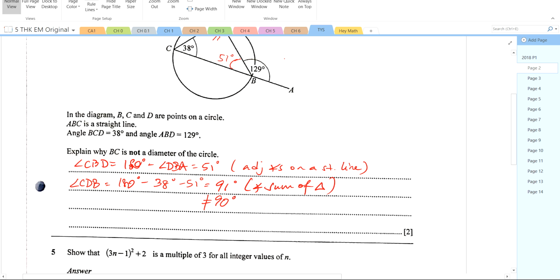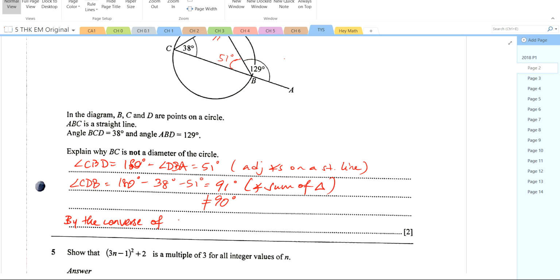If it is 90 degrees, we know that it is an angle in a semicircle. And since it's a semicircle, the circle is divided into two parts, and that must be the diameter. But since it's not 90 degrees, we can say that by the converse of, converse means the reverse now. Normally we say, oh, it's an angle in a semicircle, so it must be 90. So now I go to the reverse. Since it is not 90, then it must not be the diameter. Or since it is 90, then it must be the diameter, something like that.